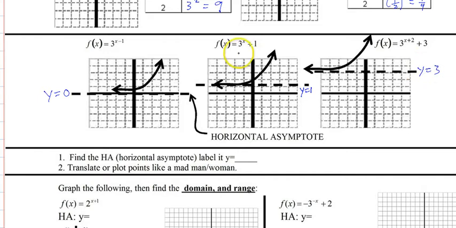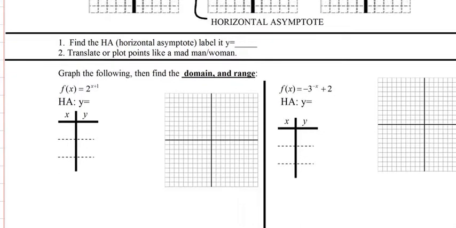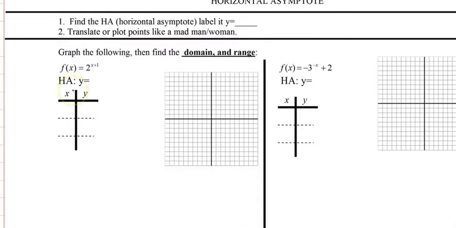Do you see a connection between each of these? Exactly. It's that number right here. That is what's going to give you your horizontal asymptote. So whatever's being added to your exponential, that's your horizontal asymptote. And then once you have that, you're going to translate it or plot lots of points, okay, until you get fraction, whole number. So what's our horizontal asymptote for this one?